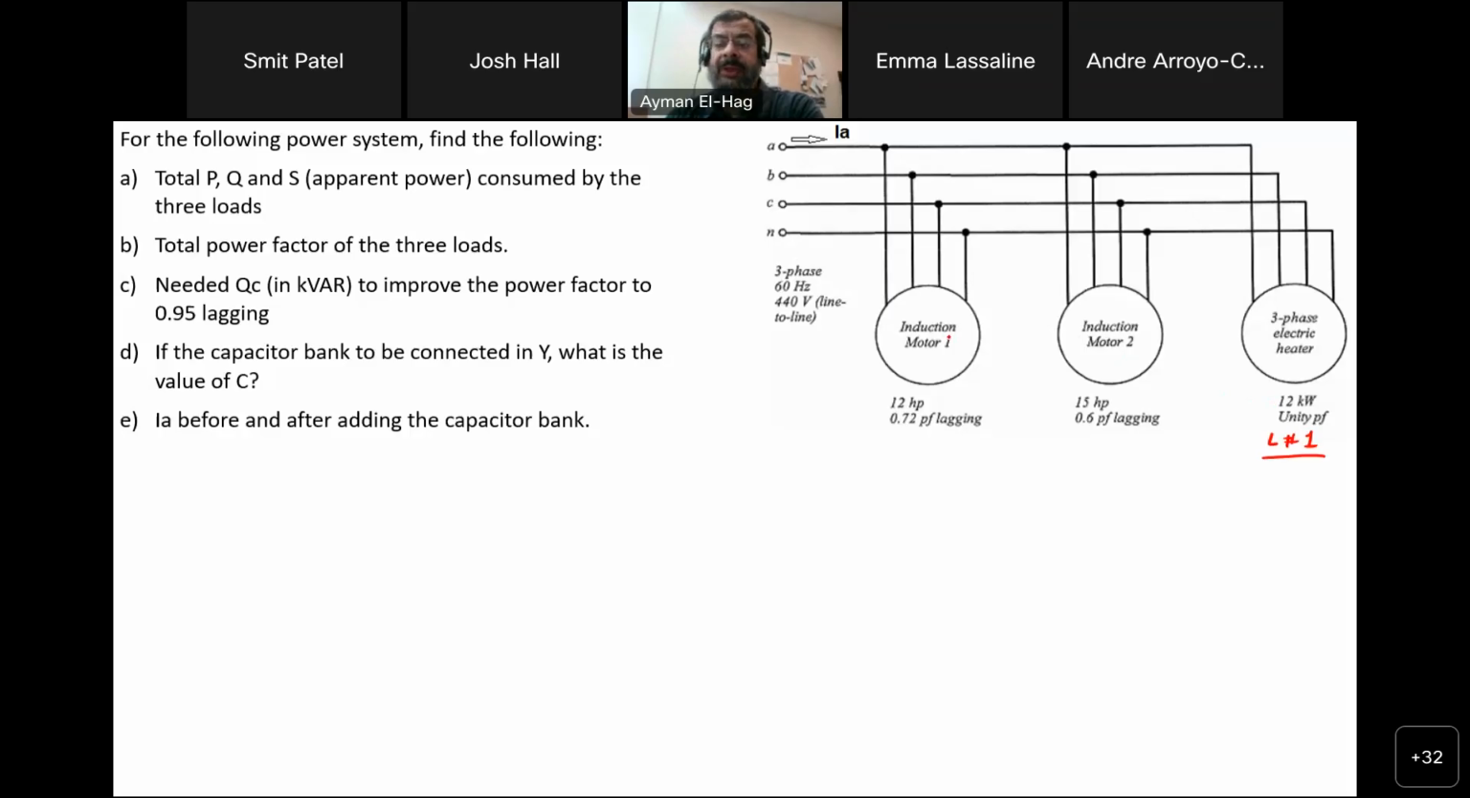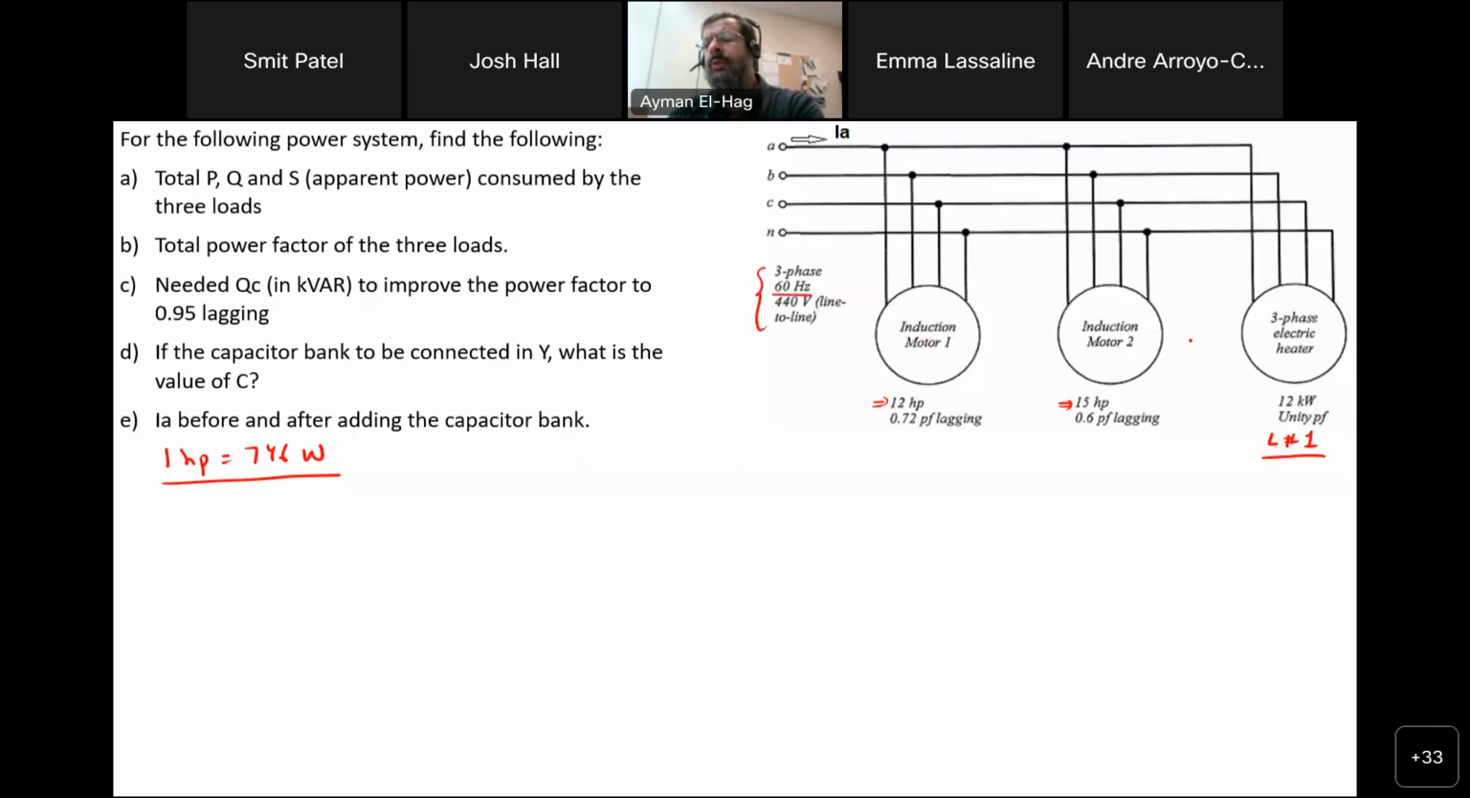We didn't cover induction motors yet, but we'll cover them by the end of this term. Those are inductive loads, heavily inductive with low power factor. Now, the motors are given in horsepower, 15 horsepower and 12 horsepower, and 1 horsepower is equal to 746 watt. This is like a constant, a well-known relationship. These three loads are connected, of course, in parallel, and supplied by a source with 60 hertz and a line-to-line voltage of 440 volt.